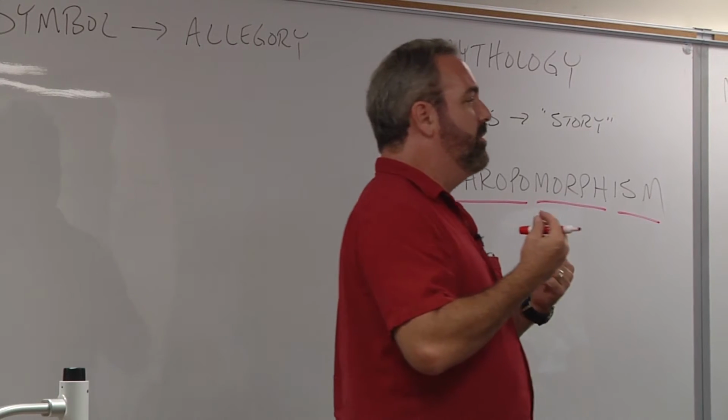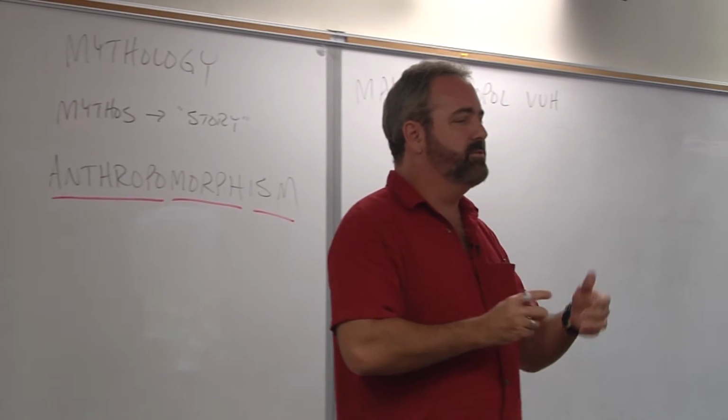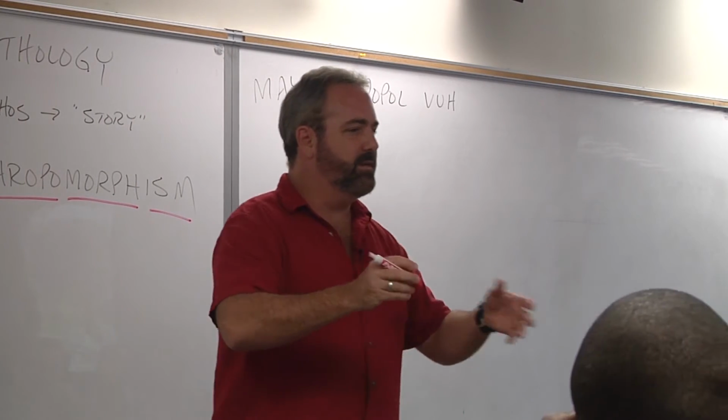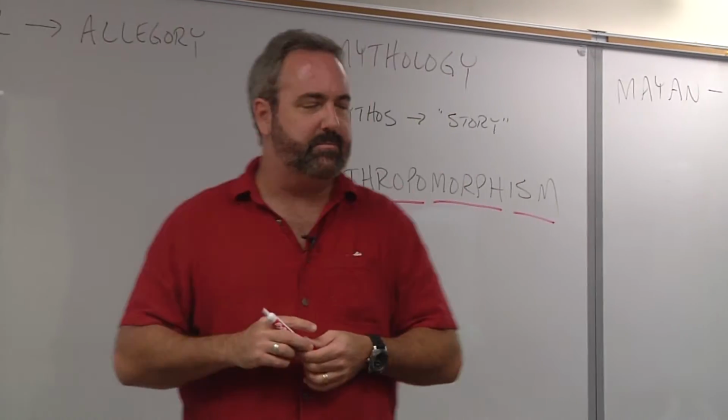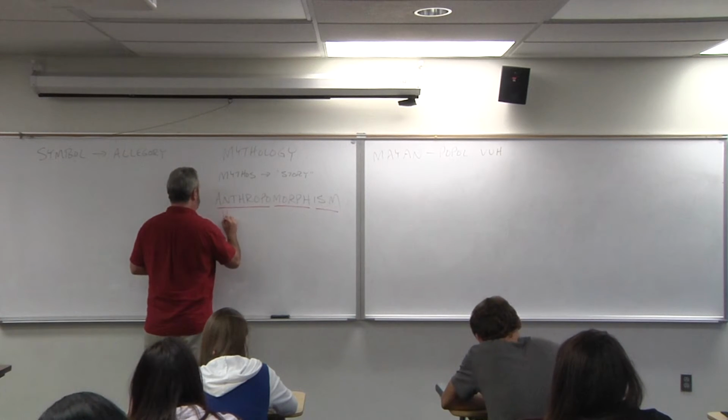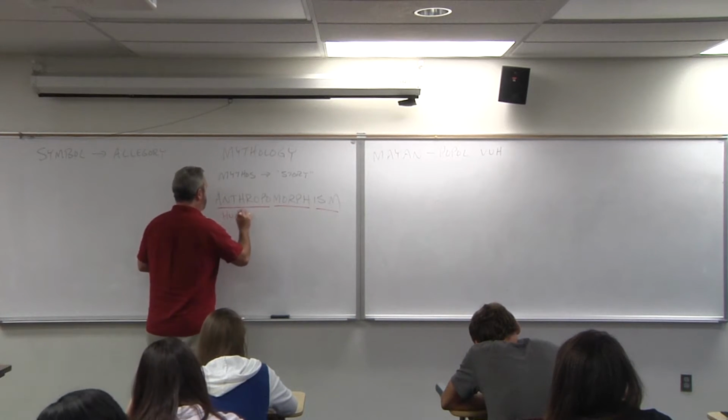Anthropologists study human origins. Anthropologists are the ones who dig up old bones and figure out the evolutionary family tree and the human beginnings. This is anthropology. So anthropo means human. Anthropology is the study of human origins. All right, this one's easier.